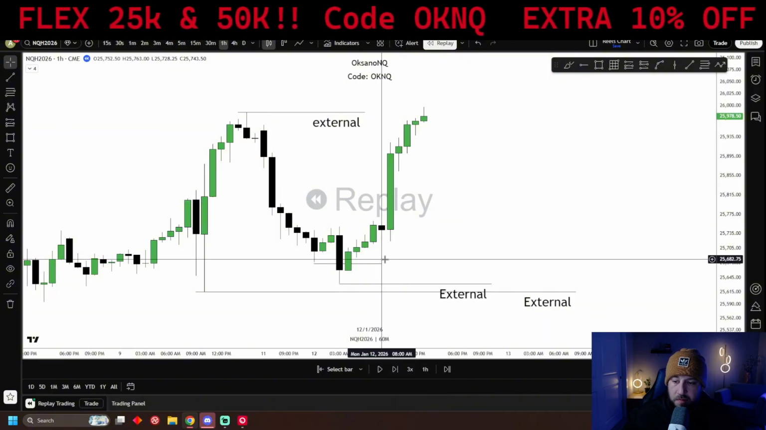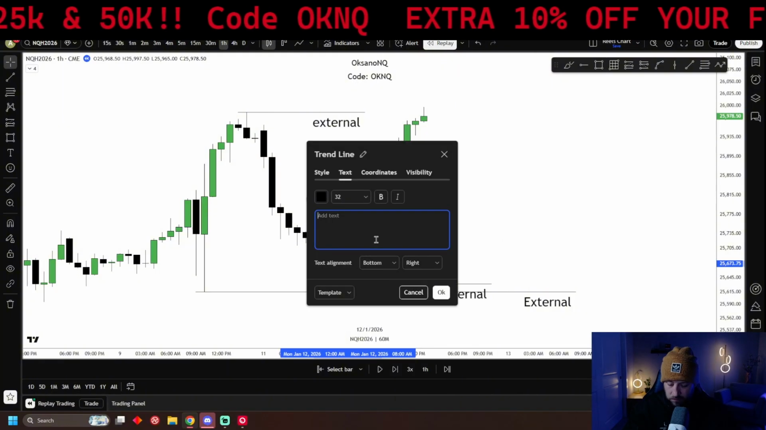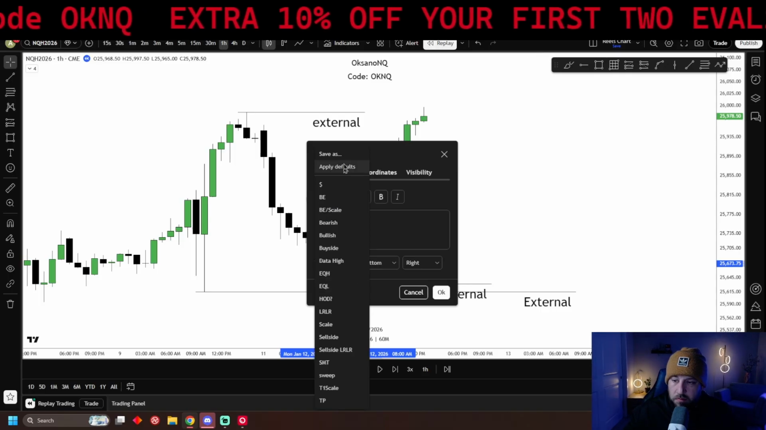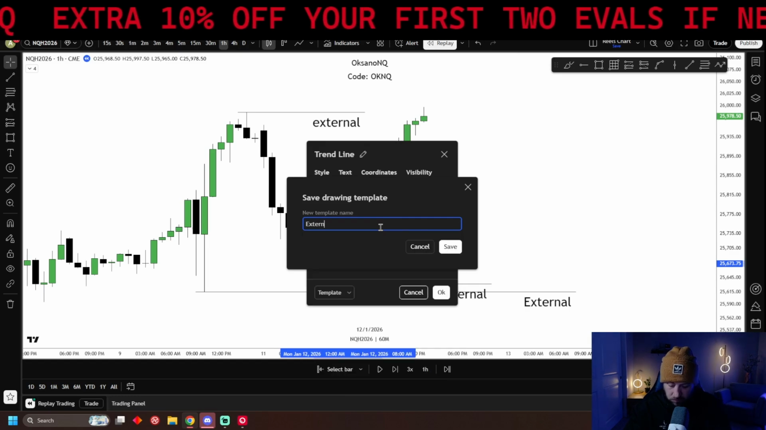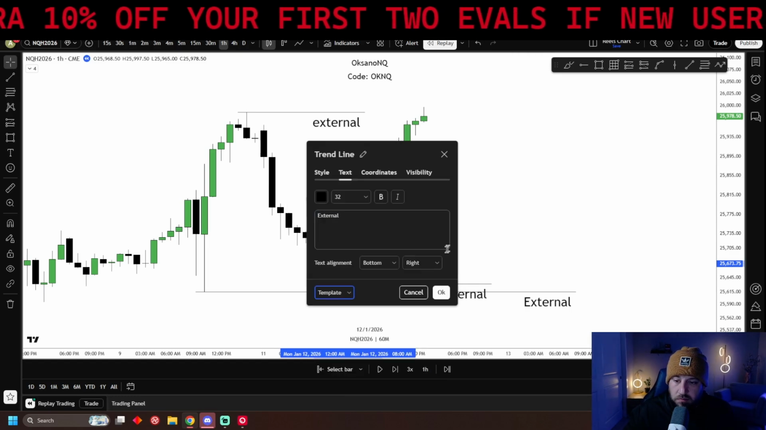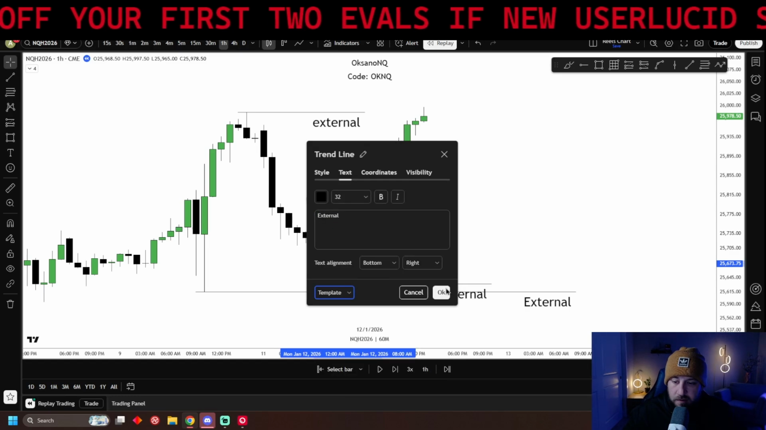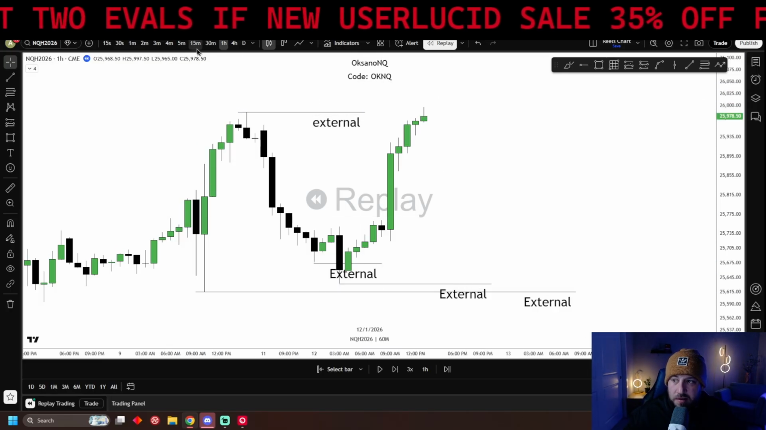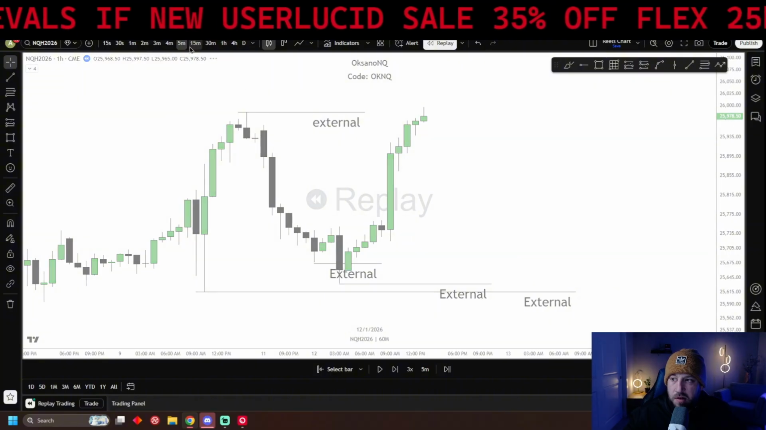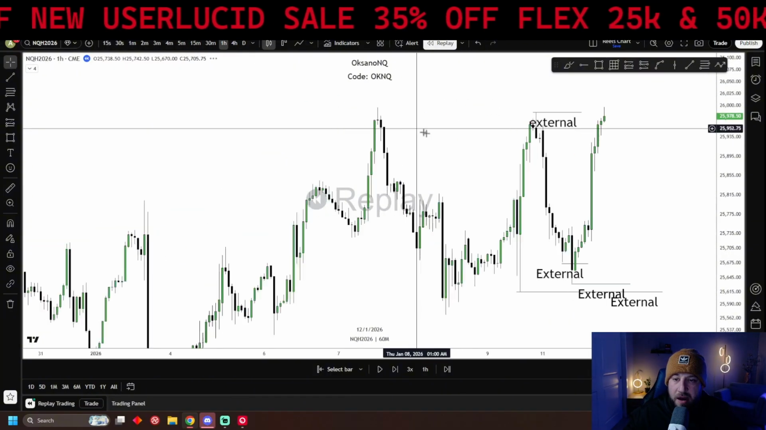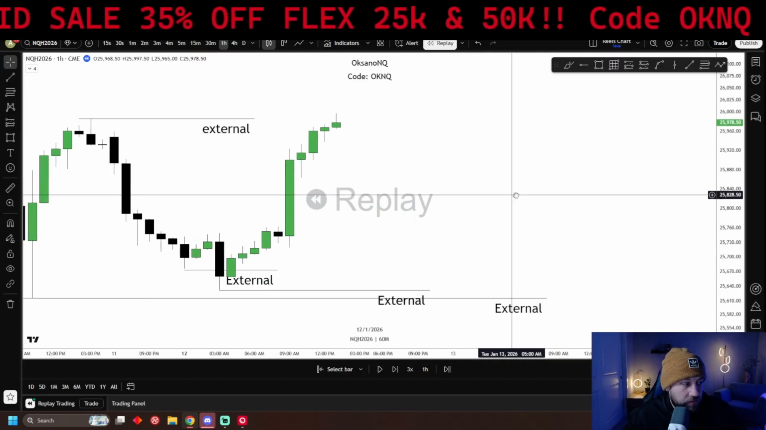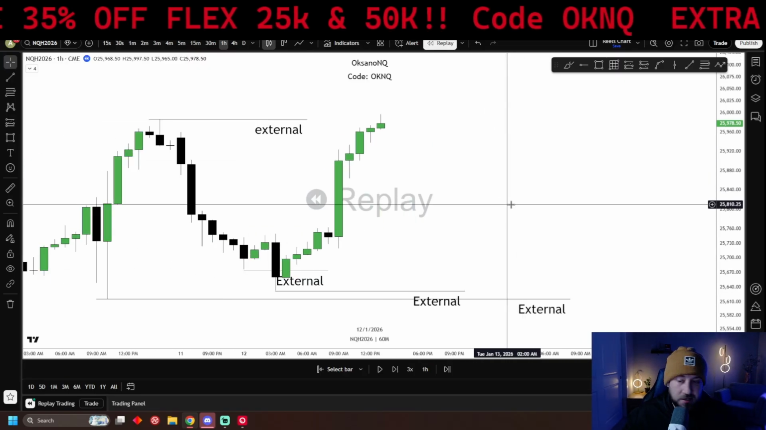I need to make a template for external, dang it. Internal, right. So we sweep an external high. What do we got to go after next? An internal low. So once we sweep the hourly high, that's why all of us start zooming in time frames. And sometimes, yes, it can be external to external.